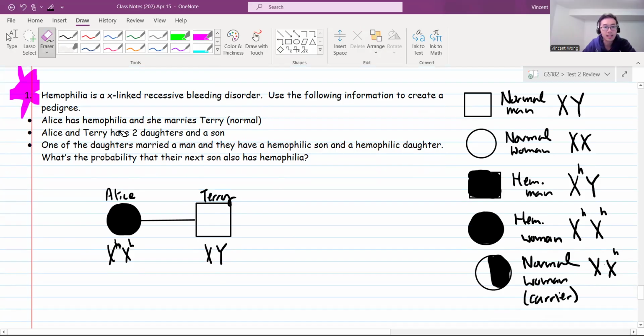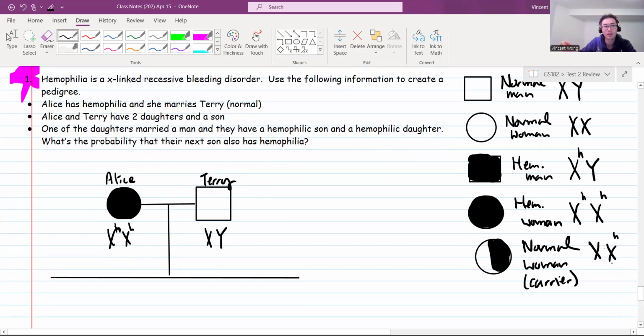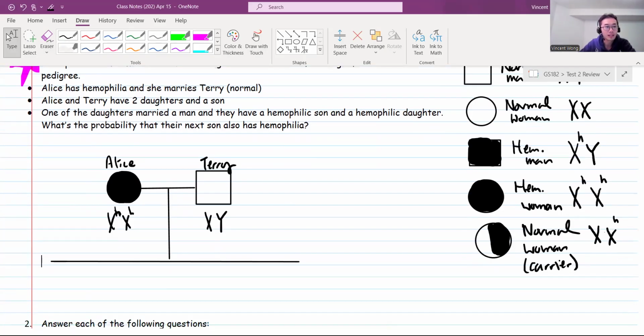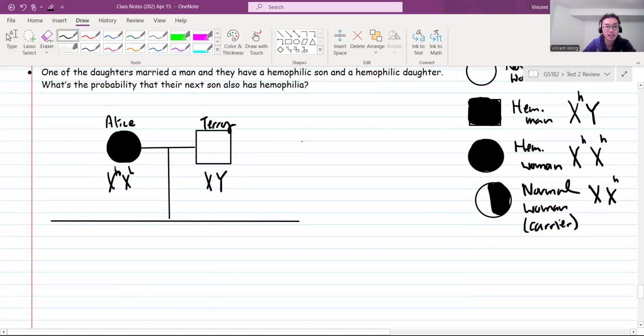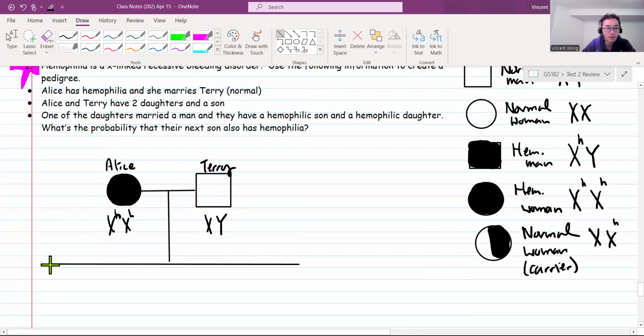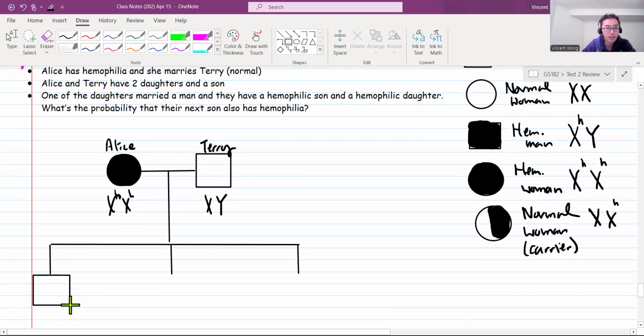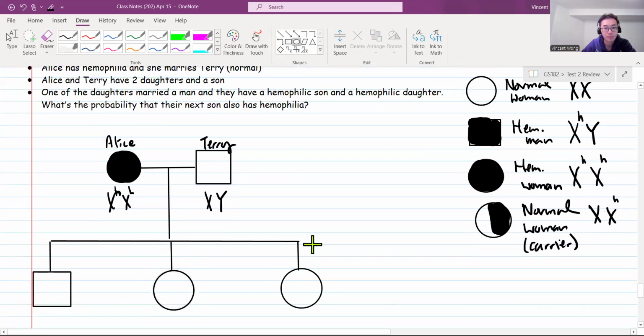Alice and Terry have 2 daughters and a son. So how many shapes should I have here for the next generation? Sounds like a rhetorical question, but it's something to think about. Hopefully in your head, you're thinking 3: 2 daughters and 1 son. So I'm going to put 2 circles. I don't know what's going on with the daughters yet. We'll figure it out.